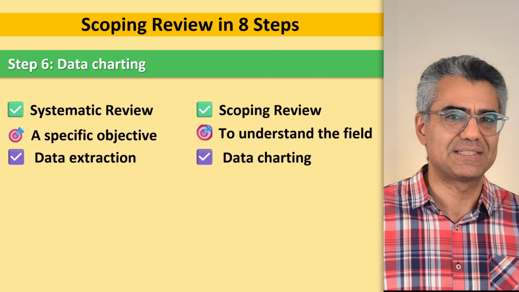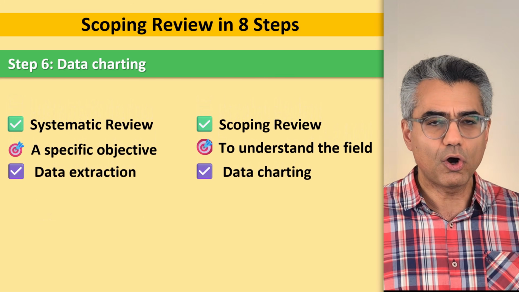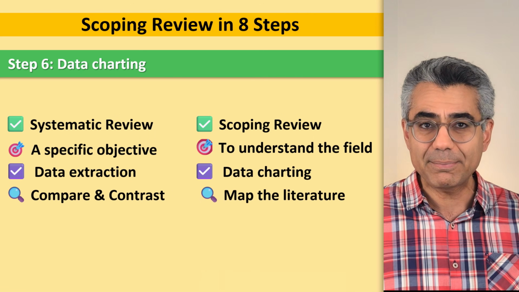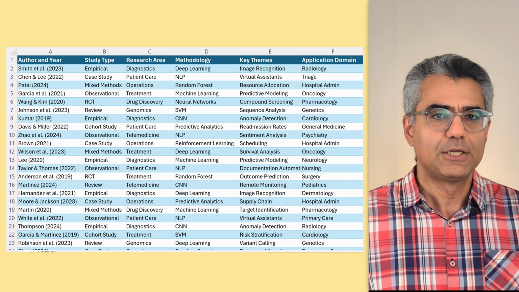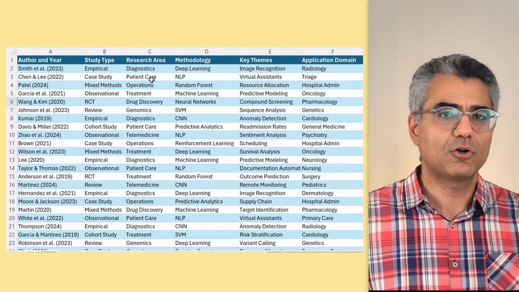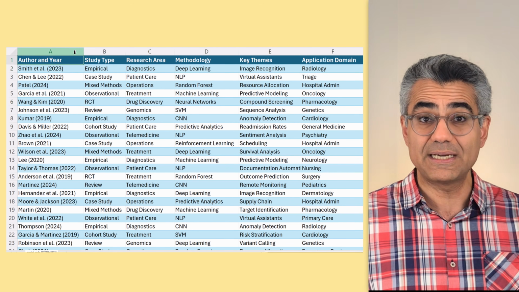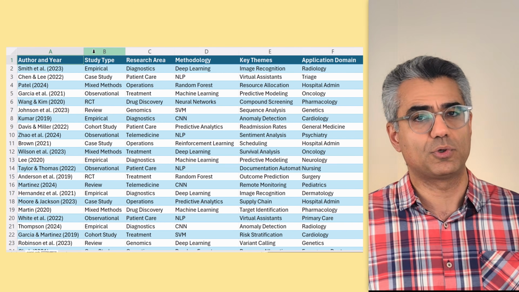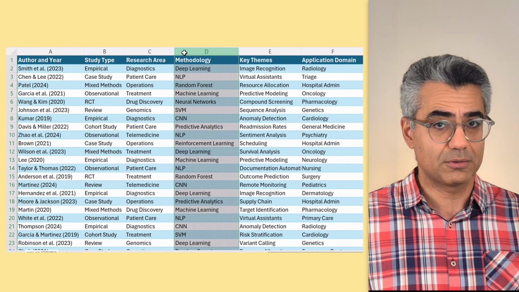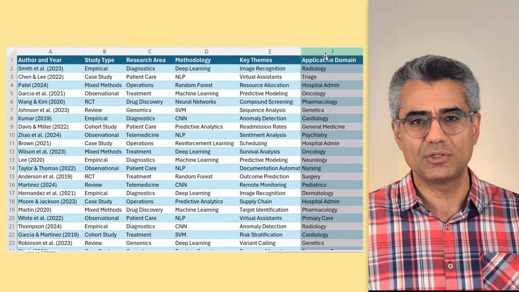Here is the key difference. In a systematic literature review, you compare and contrast results. But in a scoping review, you map the literature. Now let me show you how this looks in practice. You create an Excel file. Each row represents one study, and columns are for recording the characteristics of the studies, such as, for example, author and year, study type, research area, methodology, key themes, application domains, and so on.